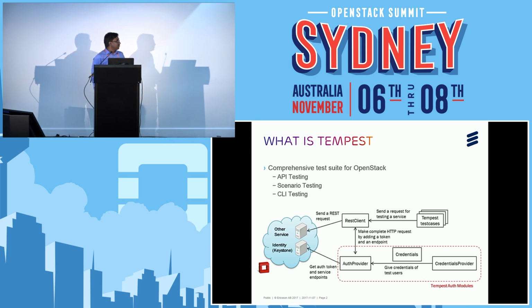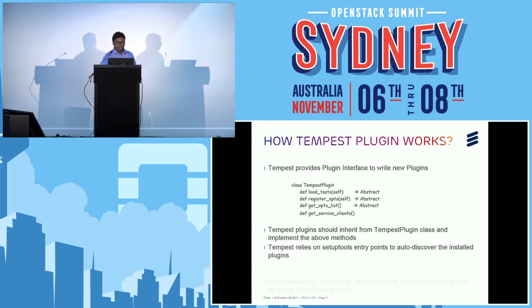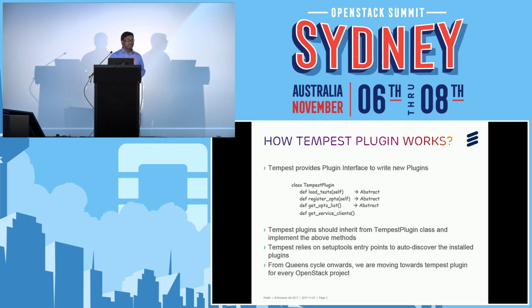So on the right side, if you see there are the Tempest test cases, several boxes. Let's say you have very specific test cases which you want to develop for your own cloud, everything specific. So how do you do that? You can't write a separate framework again. So what Tempest provides you is a plugin kind of framework. Tempest provides you a plugin interface.